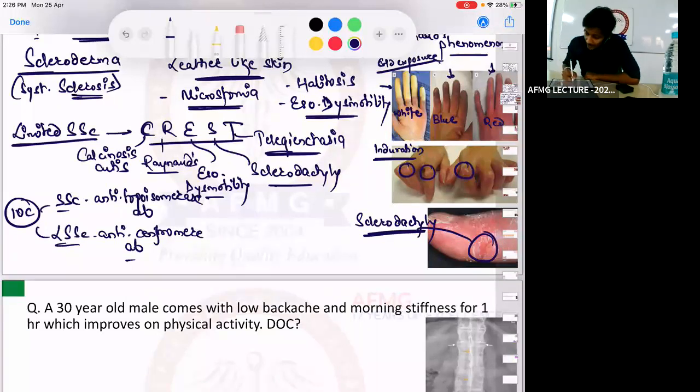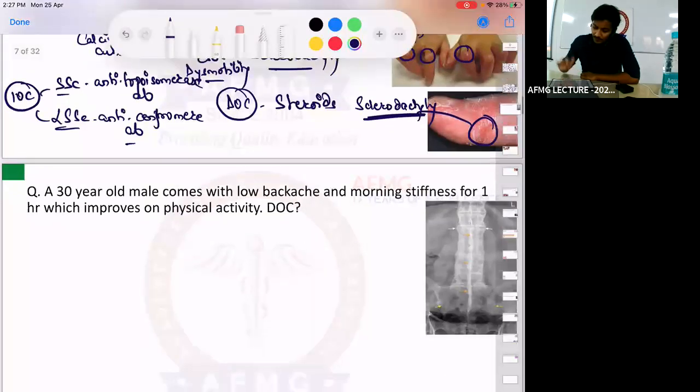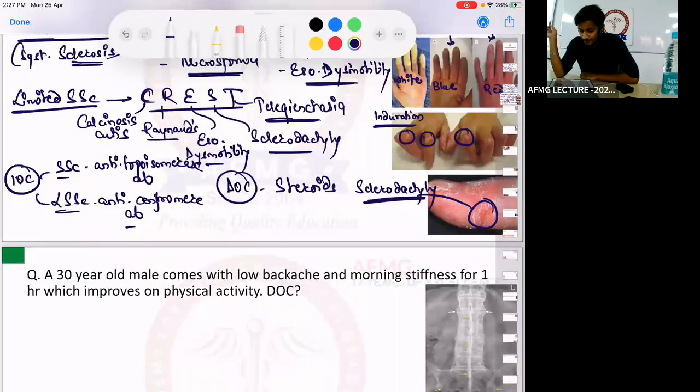Sorry guys. What is the drug of choice? Steroids can be given to this patient, definitely, right? So steroids are given. If you need to avoid steroids, then you can give some other drugs like azathioprine, which are steroid sparing agents. Okay, no issues with this. Now, antibody for systemic sclerosis, antibody for limited sclerosis.